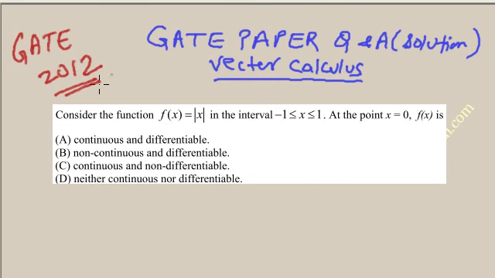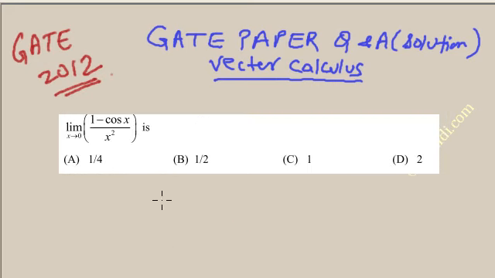This is another question from GATE 2012. So if you plot this function, you will get a function like this. So definitely this is continuous, but at this point it is not differentiable. So it is continuous and non-differentiable at point x equal to 0. So C is correct.